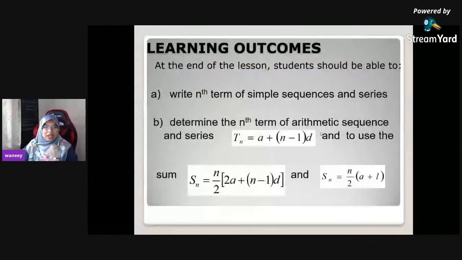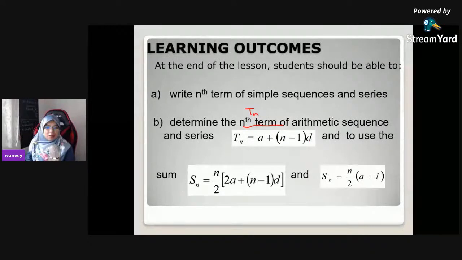So at the end of the lesson, you should be able to write the n term of simple sequences and series and then determine the n term of an arithmetic sequence and series. So this is the way or the formula for the n. So n term simply means Tn. So the formula for Tn is Tn equal to a plus (n minus 1)d.